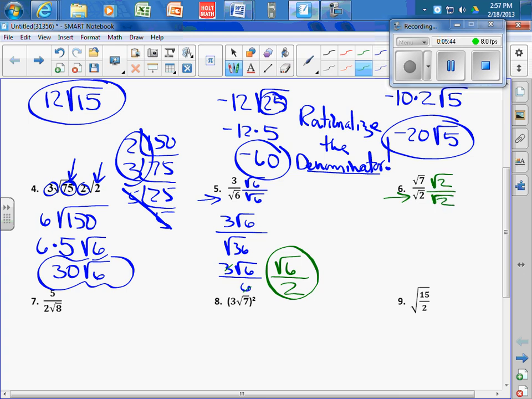Now, you have two different parts of the fraction here. You have a numerator and you have a denominator. What do you have in the numerator? Well, radical 7 times radical 2 is radical 14. What do you have in the denominator? Radical 2 times radical 2 is radical 4. Simplify radical 14. Well, you only have 7 and 2. That doesn't work, so it stays radical 14. But what do you have in the denominator? Radical 4, which is 2.